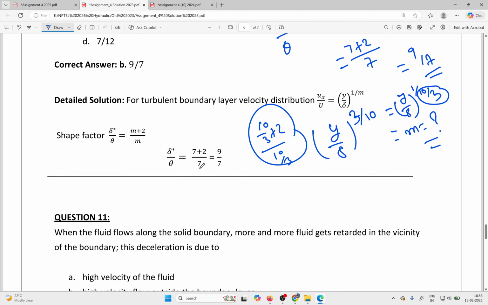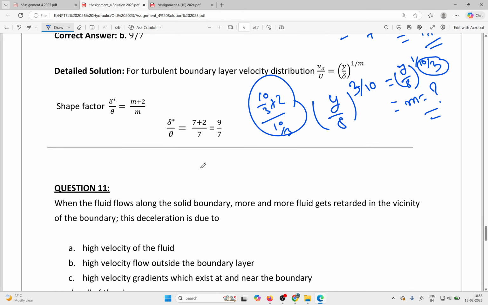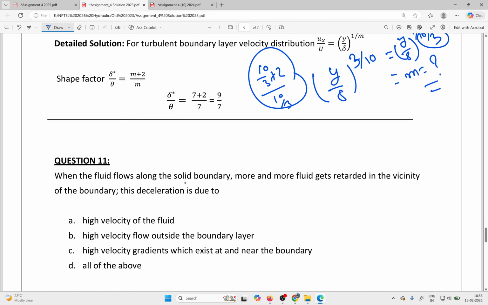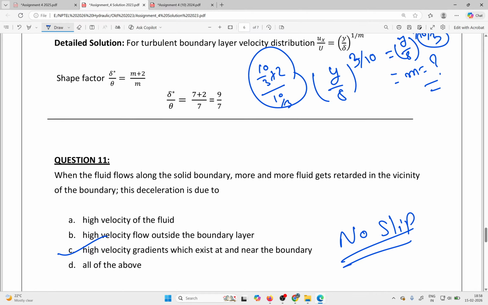Now the next question, question number 11. When the fluid flows along a solid boundary, okay, we have already solved this question, high velocity gradient is due to the no slip condition.